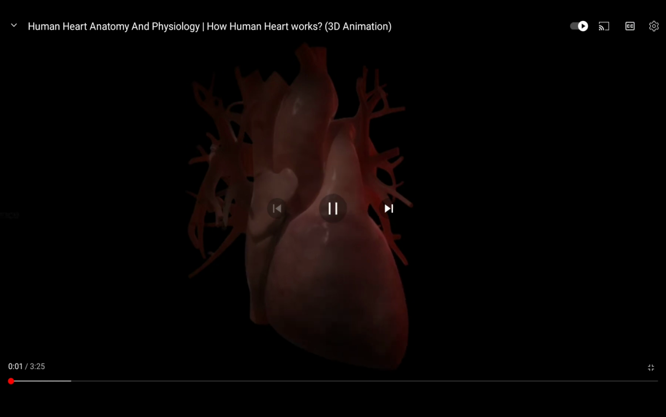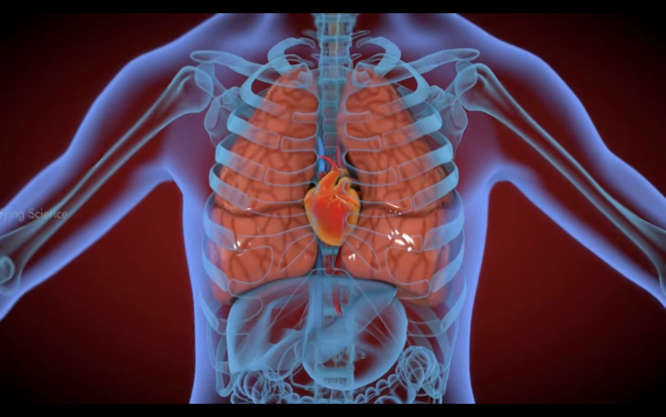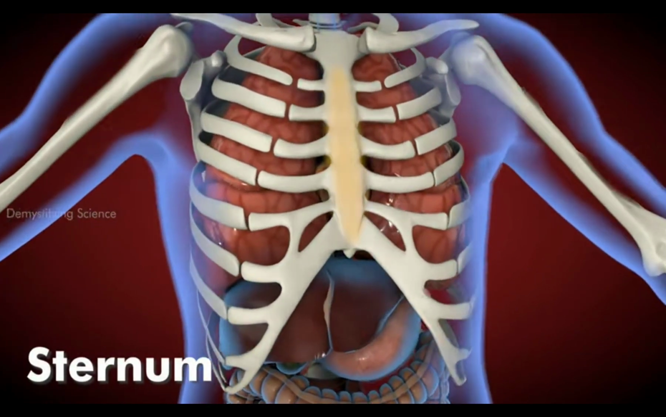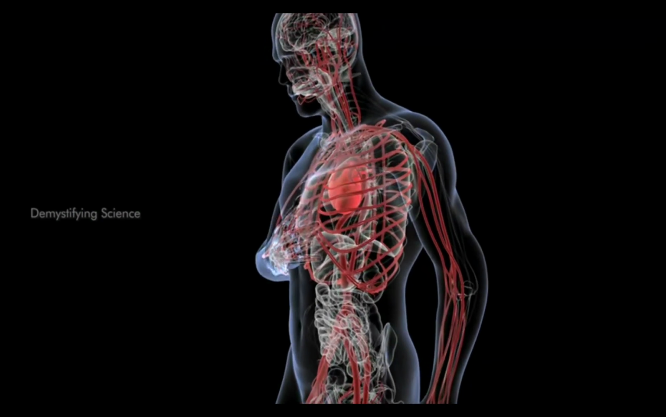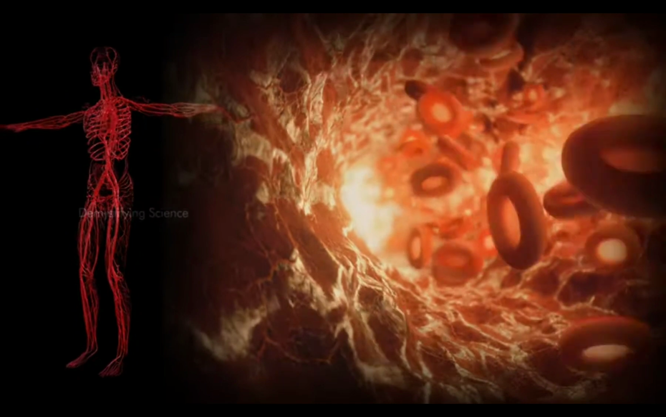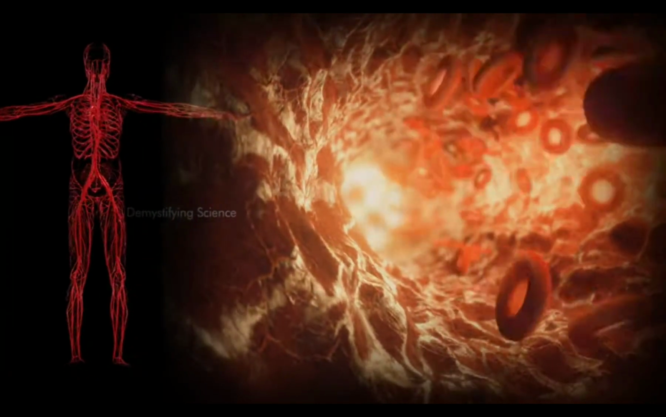The heart is a muscular organ about the size of a fist. It is located just behind and slightly left of the breastbone named sternum. The human heart pumps blood throughout the body via circulatory system, supplying oxygen and nutrients to the tissue and removing carbon dioxide and other wastes.